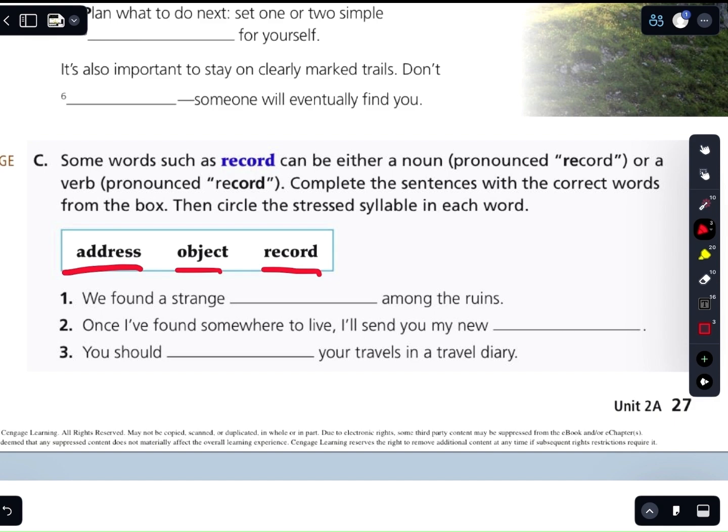We found a strange blank among the ruins. Once I've found somewhere to live, I'll send you my new blank. You should blank your travels in a travel diary.